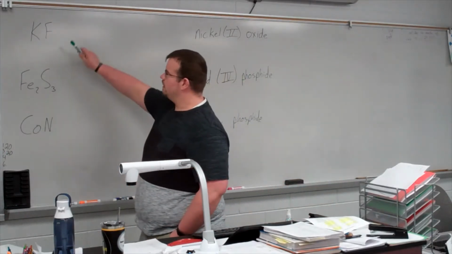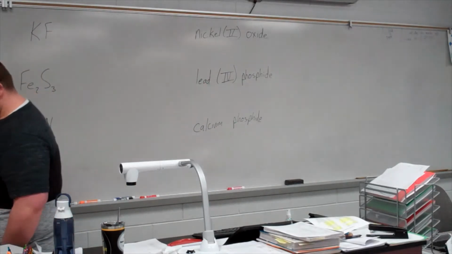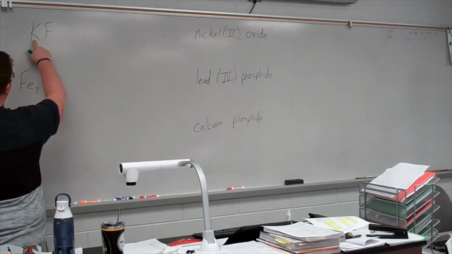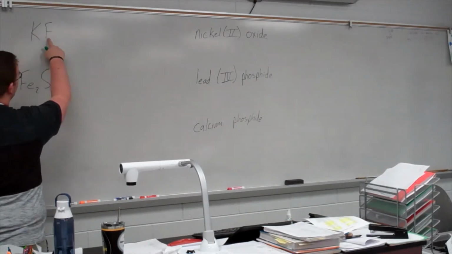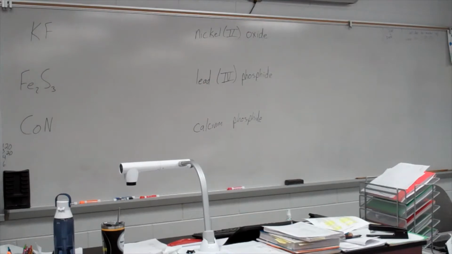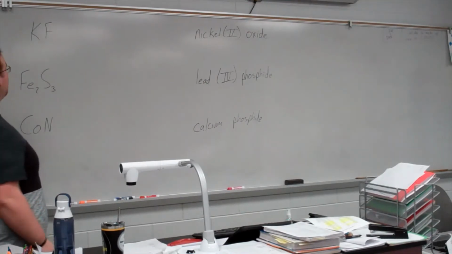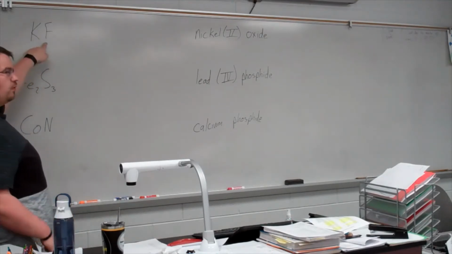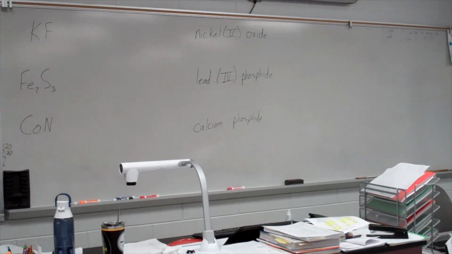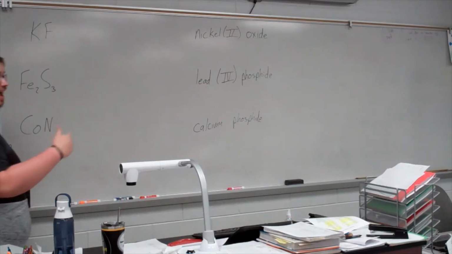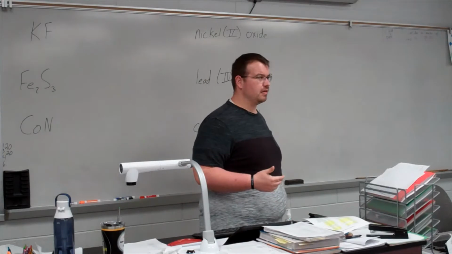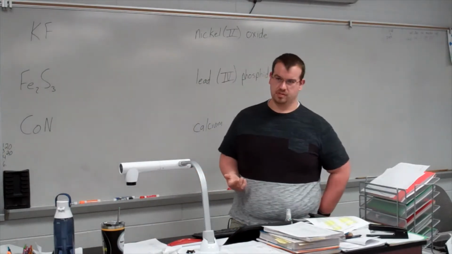So up top, your cation is the key because you should be able to look at this and determine that this is a metal and that is a non-metal. Why? Based off the staircase on the periodic table. K, which is potassium, is on the left. F, which is fluorine, is on the right of the staircase, which means we have a metal and a non-metal, which means we have an ionic bond.